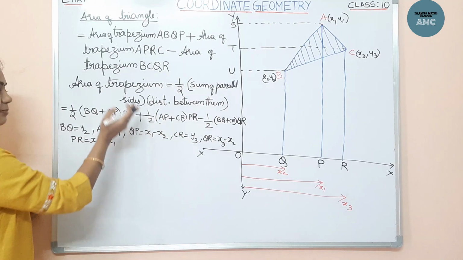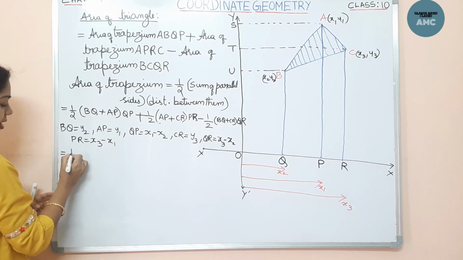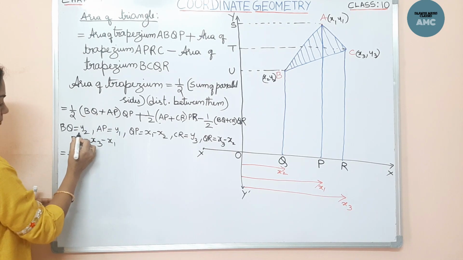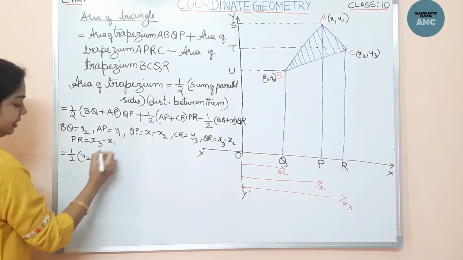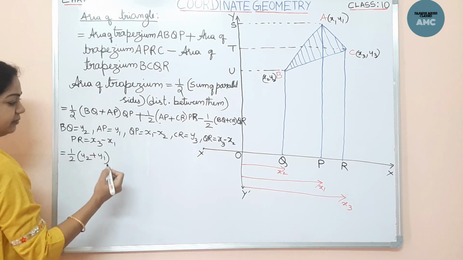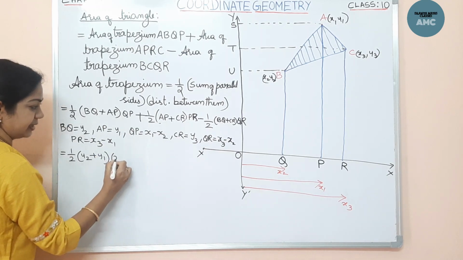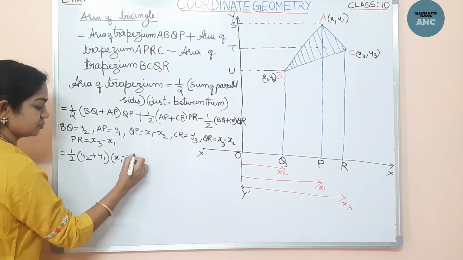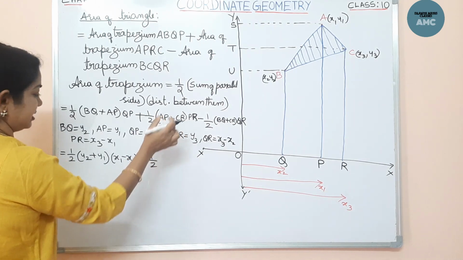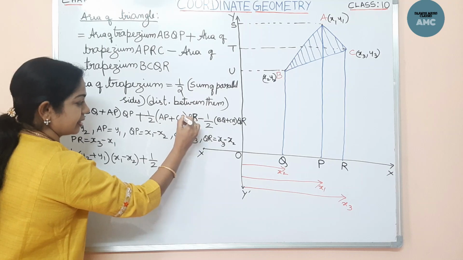Now we will substitute them in the formula. Here half, BQ plus AP. BQ is Y2, AP is Y1, isn't it? And multiplied by QP. Where is QP? This one. This is multiplied, X1 minus X2. Plus the second trapezium, APCR. See here AP, this is CR, isn't it?